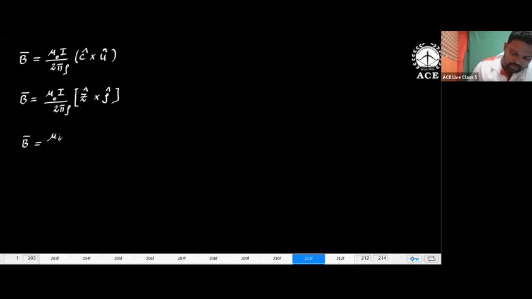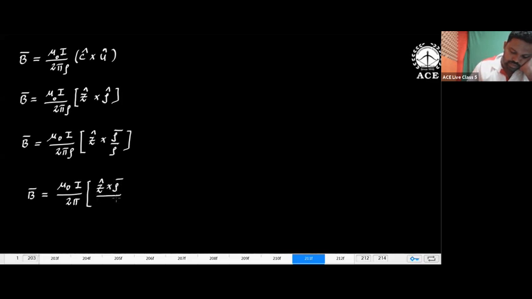B is equal to mu naught into I by 2 pi rho into Z cap cross vector by its magnitude rho. So what happens to this B? B is equal to mu naught into I divided by 2 pi into Z cap cross rho vector by its magnitude square. That is the thing.